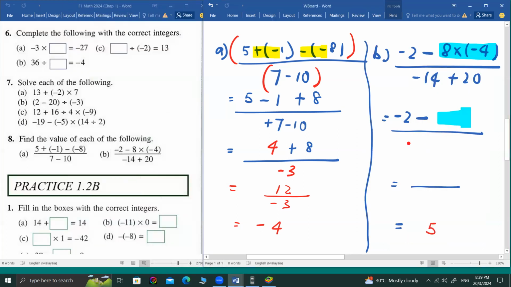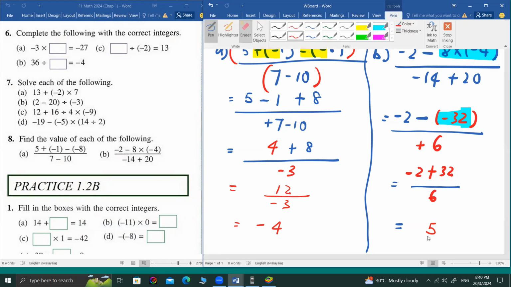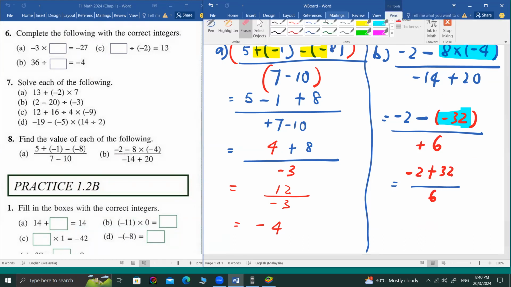So the same thing here. Junior, have a look. 8 times 4, can you see the negative here? So you get -32. Here, -14 plus 20, different signs, you find the difference of 6 and follow this sign. Can you see these two meet together? So you change. -2 plus 32 per 6. Until here, is it okay, Junior?